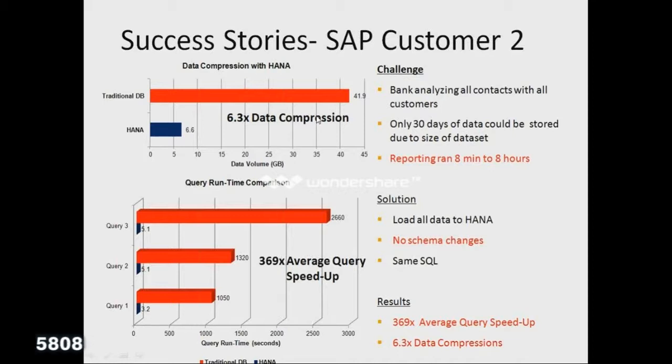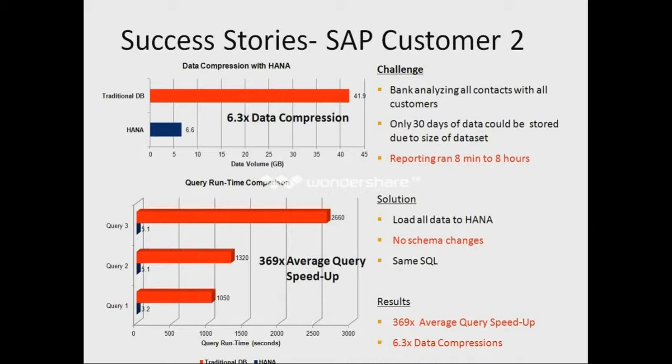And the query runtime: they haven't changed anything. They didn't change any schema, any tables, or any syntax of the SQL. They took all the same existing SQLs and ran them on the HANA database. And the retrieval time, if you observe this graph, was 2660 seconds in the traditional database, and in HANA it only took 5.1 seconds. So this is the performance while retrieving the data.